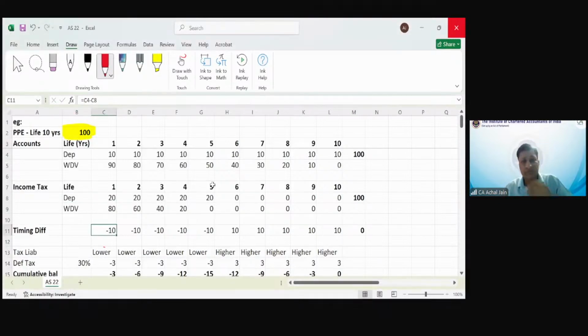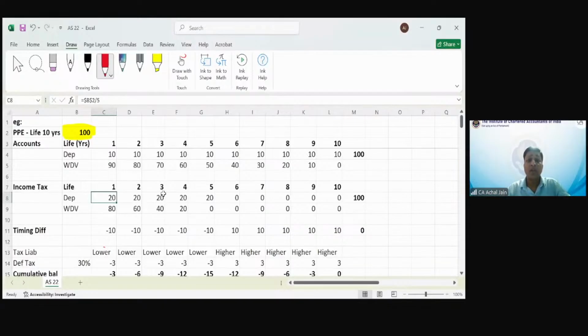Now, in this case, let's look at the first year. In the first year, in the books I will consider a depreciation charge of rupees 10. But will income tax allow me that depreciation amount of 10? Tell me, will income tax allow me such a depreciation charge? No. Income tax will say you reverse that depreciation charge and recompute the depreciation as per income tax provisions.